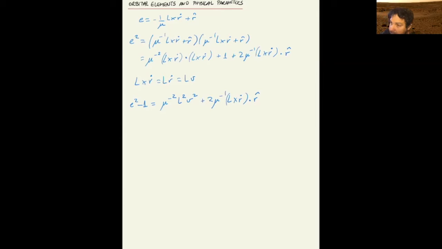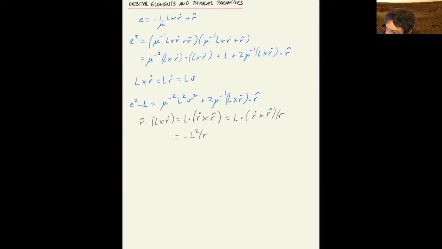now for the second term in the right-hand side, we can use again the vector identities of the triple product to write r hat dot L cross R dot is equal to L dot R dot cross r hat. And R dot cross r hat is equal to R dot cross R vector over R scalar, which is the negative of the angular momentum. So this is equal to minus L squared over R.